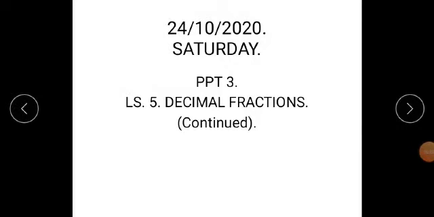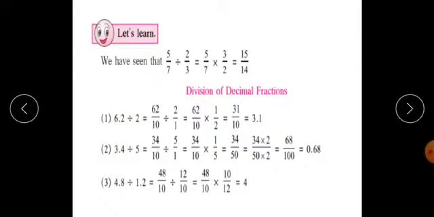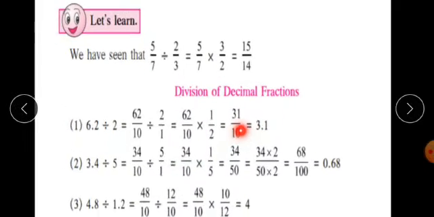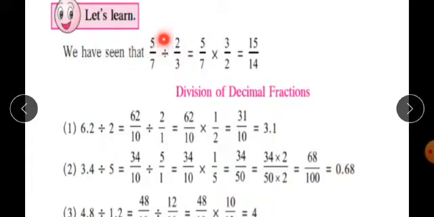Let's continue with the fifth lesson, that is decimal fractions, and the last concept in this lesson. Student, we have seen that 5 upon 7 divided by 2 upon 3 means 5 upon 7 multiplied by 3 upon 2. What is the meaning of this? Student, here we have converted the division operation into multiplication, and while doing this we have taken the multiplicative inverse or reciprocal of the second fraction.